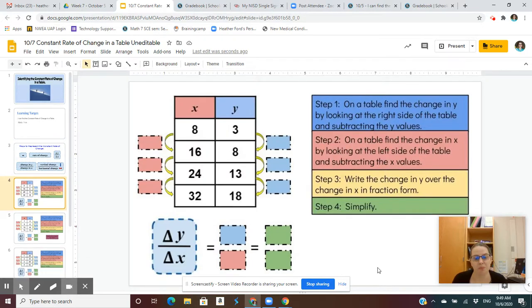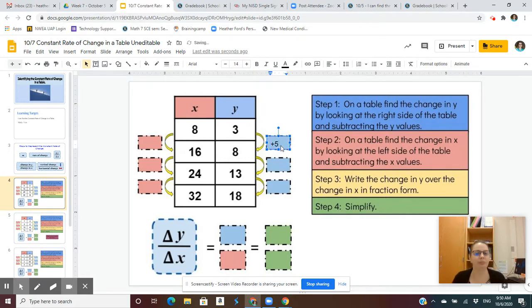Here is a table, and there are 4 steps. Step 1, it wants you to find the change in y by looking at the right side of the table and subtracting the y values. Okay, so let's start with 3 and 8. 8 minus 3 is 5. And since it's increasing from 3 to 8, it is a positive 5. So we're going to type positive 5.